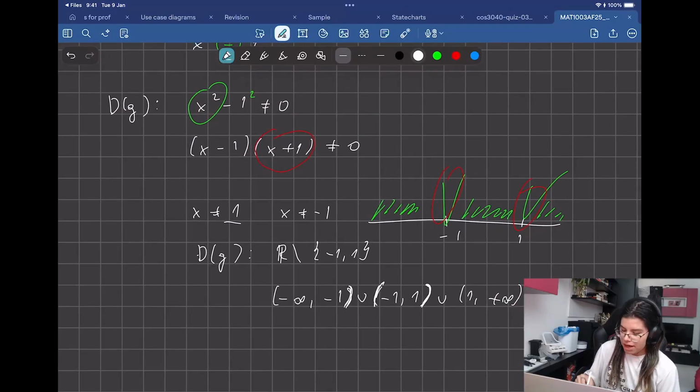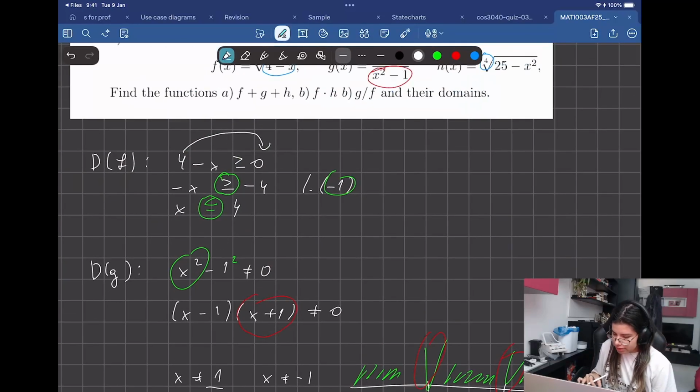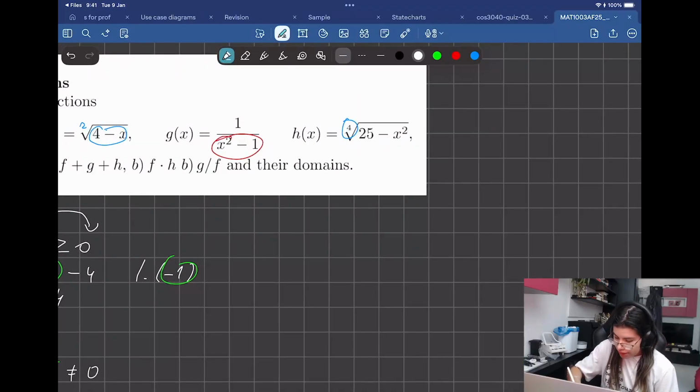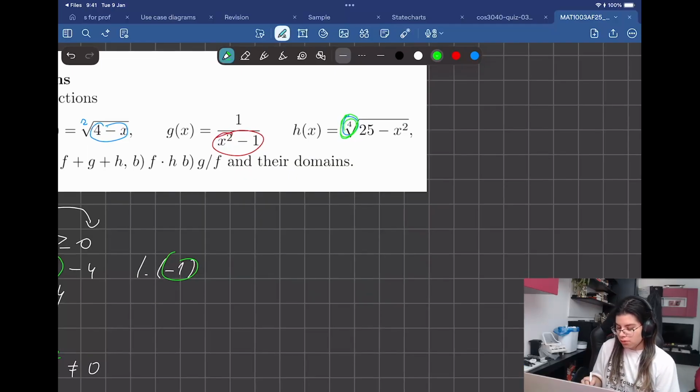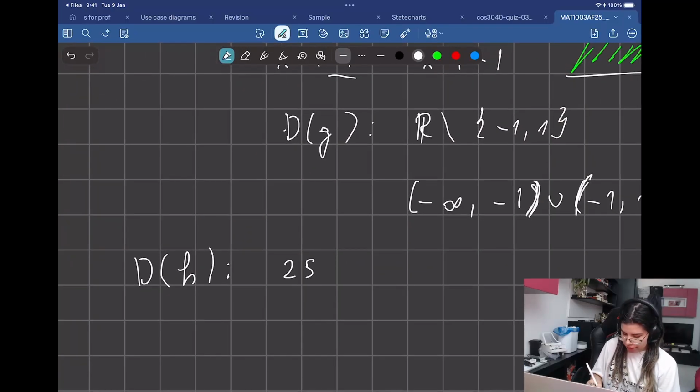Cool stuff. Now we're left to find the domain of f. Sorry, not f, but h. That one's going to be decently easy, I believe. So again, we have an even radical. So what do we need for an even radical? We need the quantity inside of it to be greater than or equal to 0, right? So we're going to have 25 minus x squared greater than or equal to 0.